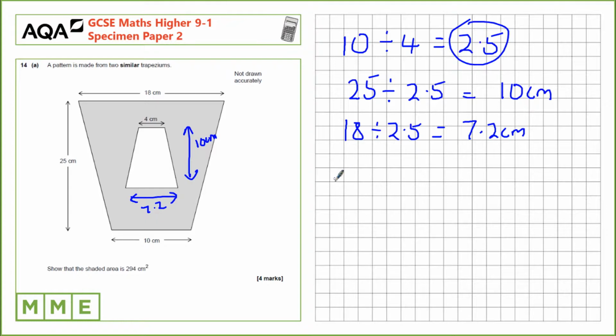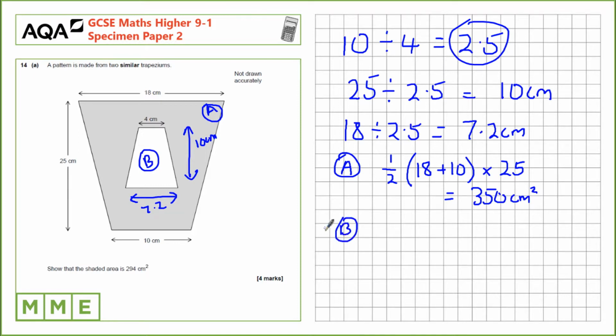Next, we need to find the area of these two shapes. So let's find the area of the large trapezium. If we call the large trapezium A and the small one B, then for the area of A, we need to average the two parallel sides. That's a half of 18 plus 10, and then multiply by the height. That's 25. Gives us an area of that shape of 350 centimeters squared.